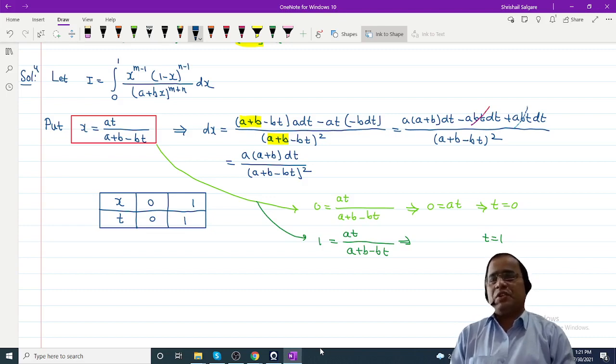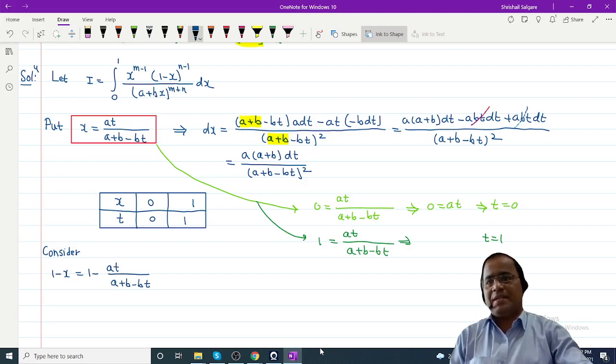You are using a substitution, 1 minus x factor required. So next, consider 1 minus x, which is given by 80 divided by a plus b minus bt, and by taking cross multiplication, it can be written as a plus b minus bt minus 80 divided by a plus b minus bt.